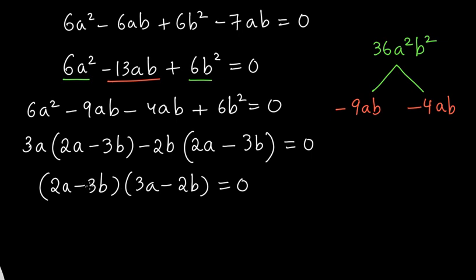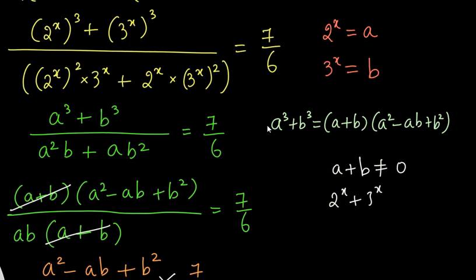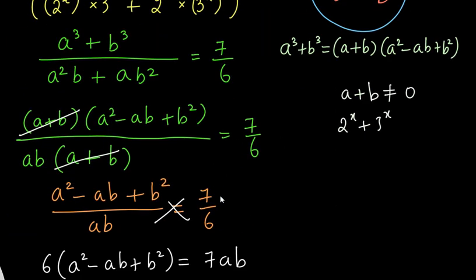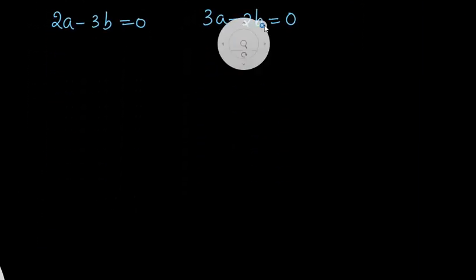So using the zero product rule, because the product of these 2 terms is equal to 0, it means that there is a possibility that each of the factors can be equal to 0, right? So 2a minus 3b will be equated to 0 and 3a minus 2b will be equated to 0. Let me remind you, we have used substitution over here that 2 power x is a and 3 power x is b. We have to reuse this substitution now. So we are almost there at the solution.